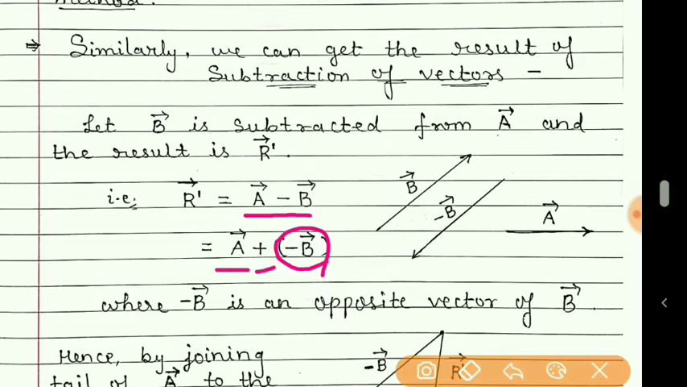Now you can see in the figure that if this is vector B, then its opposite vector will be this, that is magnitude will remain same, means length of the vector B will remain same, but its direction will be reversed, means direction becomes opposite. So now this is minus B and this is A. Now we will simply add vector A with vector minus B.